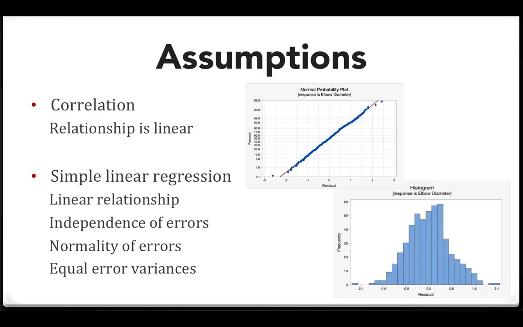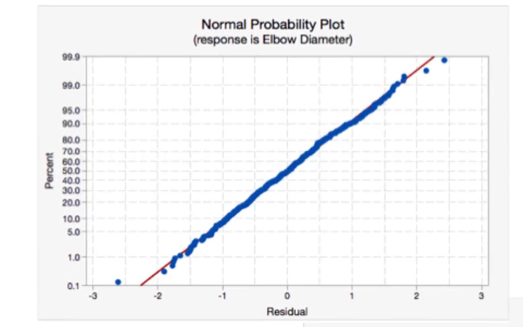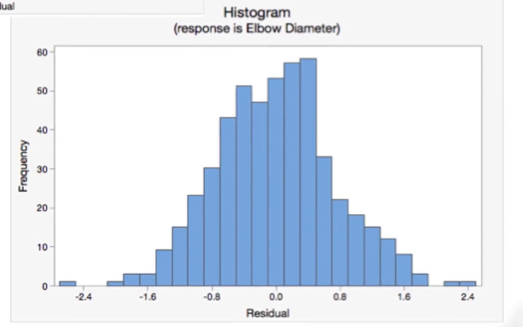The third assumption is normality of errors. This means that the residuals should be normally distributed. Minitab Express will give you 2 different plots of the residuals. First, we have a normal probability plot. If the residuals are normally distributed, they will fall on this line. The second plot that we have is a histogram of the residuals. This histogram should be approximately normally distributed.